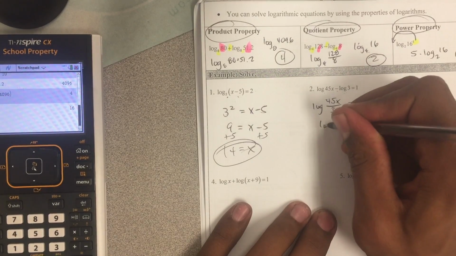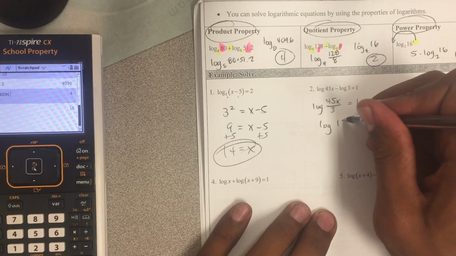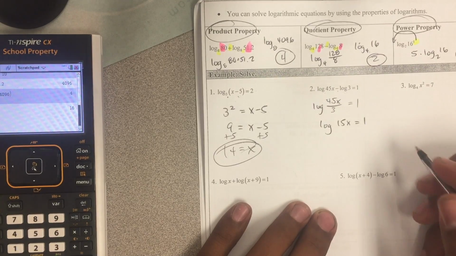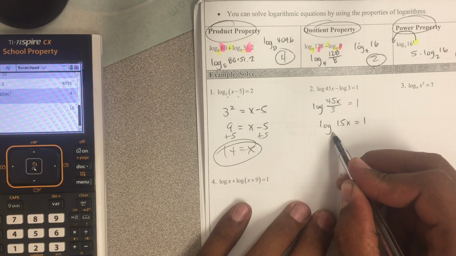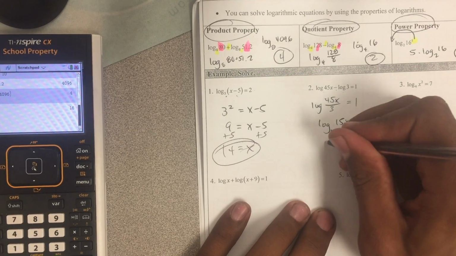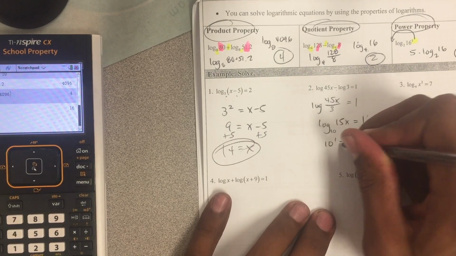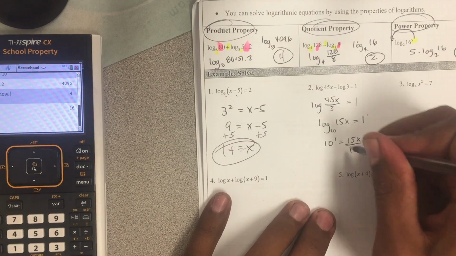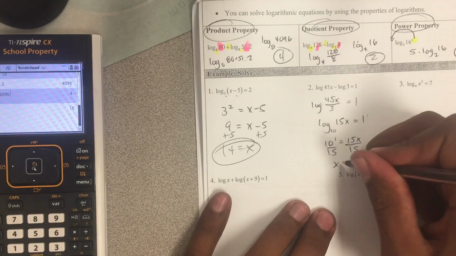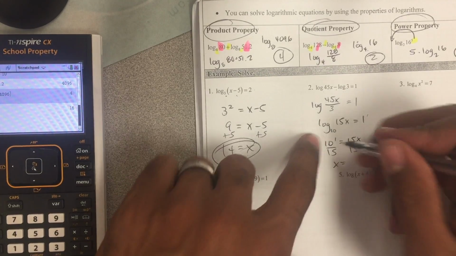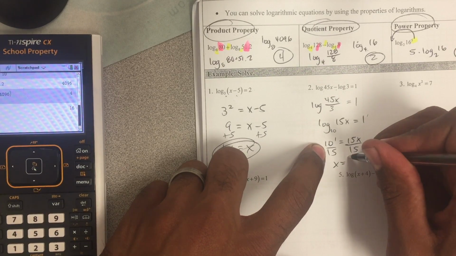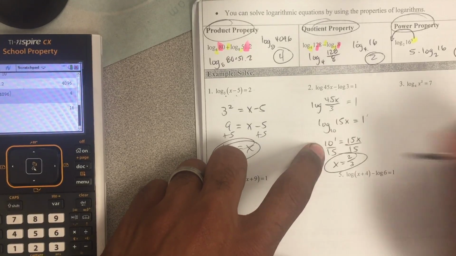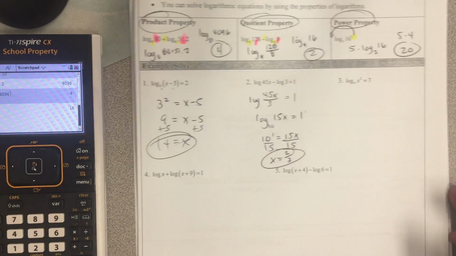Well, let's simplify that. That becomes 15x equal to 1. Now remember that base has to always be 10. So now it's 10 to the 1 is equal to 15x. And I just go ahead and divide by 15, and simplify that. Divide both of those by 5, and I'll get 2 over 3. Okay, just reduce the fraction there.